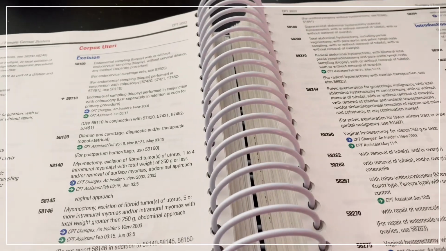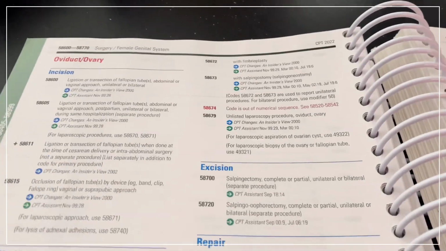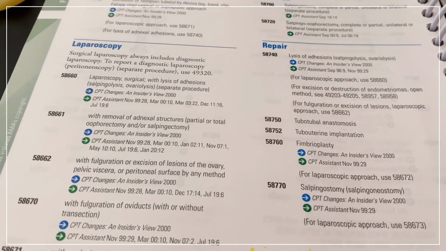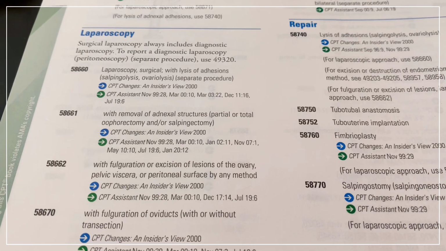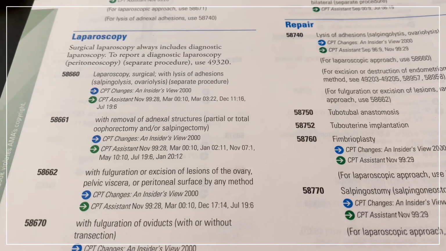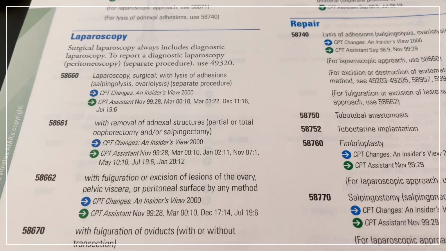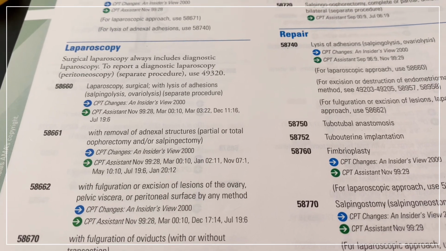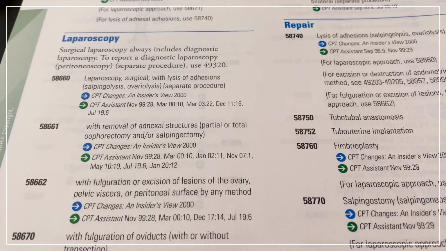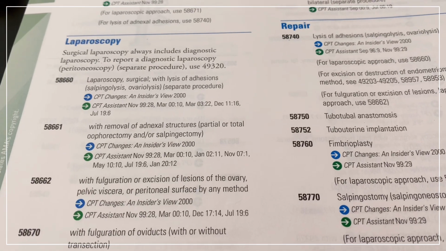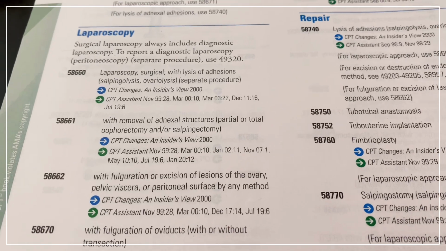And then when I come over here, we want to go back over to the oviduct and ovaries laparoscopically, because this was done laparoscopically, and we are going to use the 58661 for removal of adnexal structures, partial or total oophorectomy, and or salpingectomy. So if they were only removing the ovaries, you would report this code, and if they were only removing the fallopian tubes, you would report this code, or if they're removing both, you still report this code. And I've reported it twice because we did it bilaterally. We didn't just do one side.